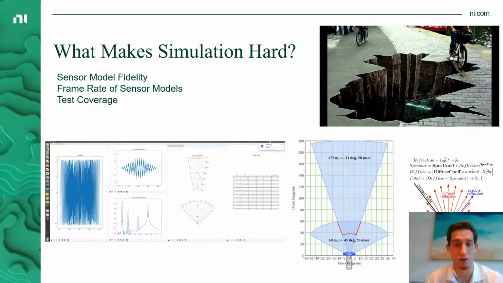And on top of that, once you have a system that's capable of doing a high fidelity sensor model in real time with the appropriate computational resources, well, then it becomes a question of how do you address your test coverage within your operational domain?